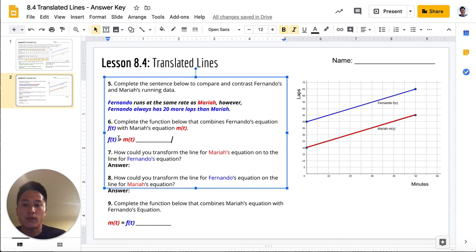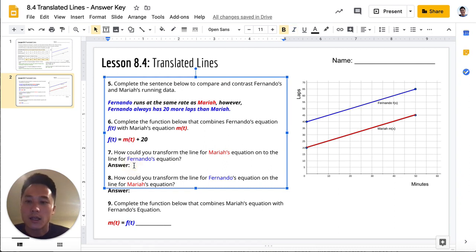So to put that in function form, I can say Fernando's function is equal to Mariah's function. However, he always has 20 more laps. So I can combine these functions by saying f of t is equal to m of t, but plus 20. Now they're equal to each other once we add in the 20 more to Mariah.